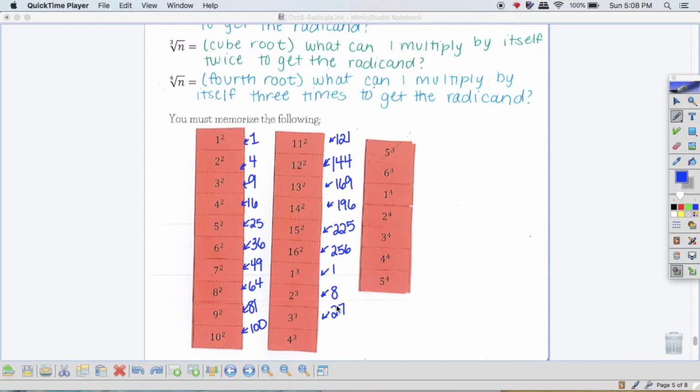4 times 4 times 4. That 4 times 4 gives me 16. If I multiply by 4 again, I get 64. Okay, you need to know your perfect cubes here.